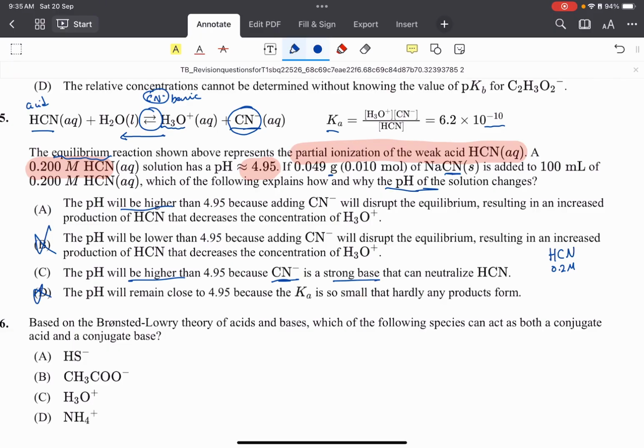However, CN minus will disrupt the equilibrium. See here, they're talking about Le Chatelier principle. So the equilibrium is going to be disrupted. It's going to go backward, resulting in an increased production of HCN, true, and less H3O plus in the equilibrium. Less H3O plus means a higher pH.